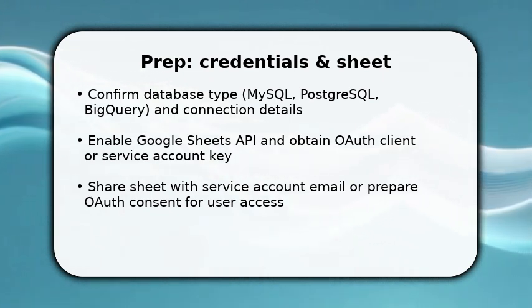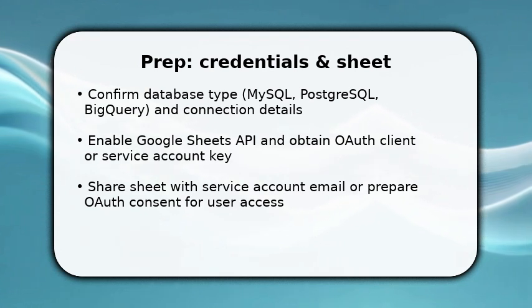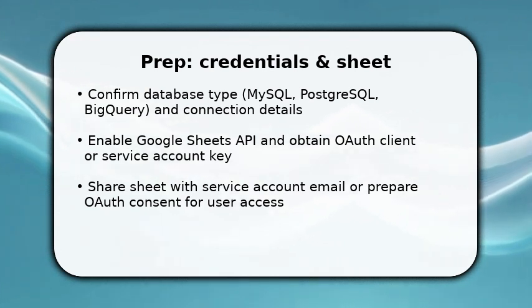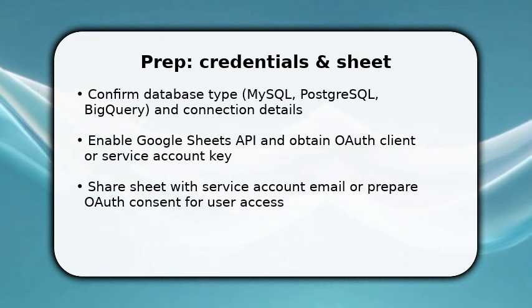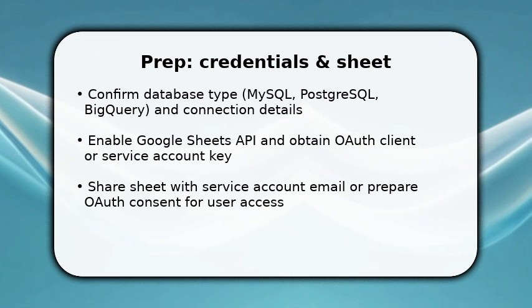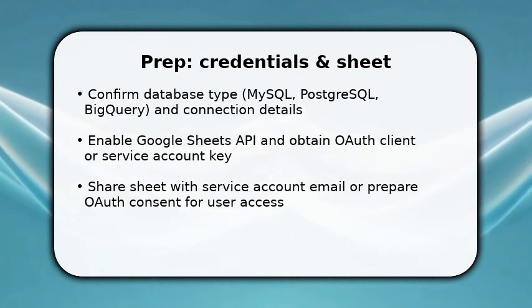Share the spreadsheet with the service account email or prepare the OAuth consent screen for users. This avoids permission failures later. With credentials ready and the target sheet open, you're ready to move into building the live link.